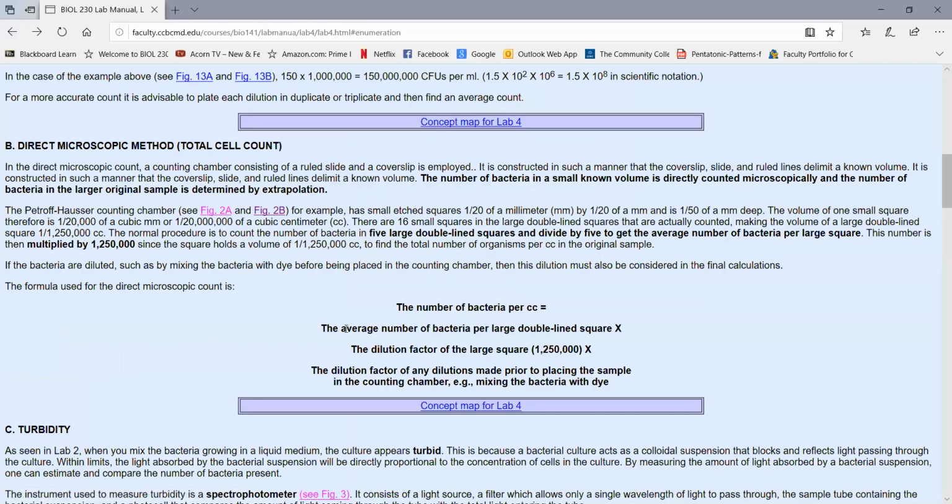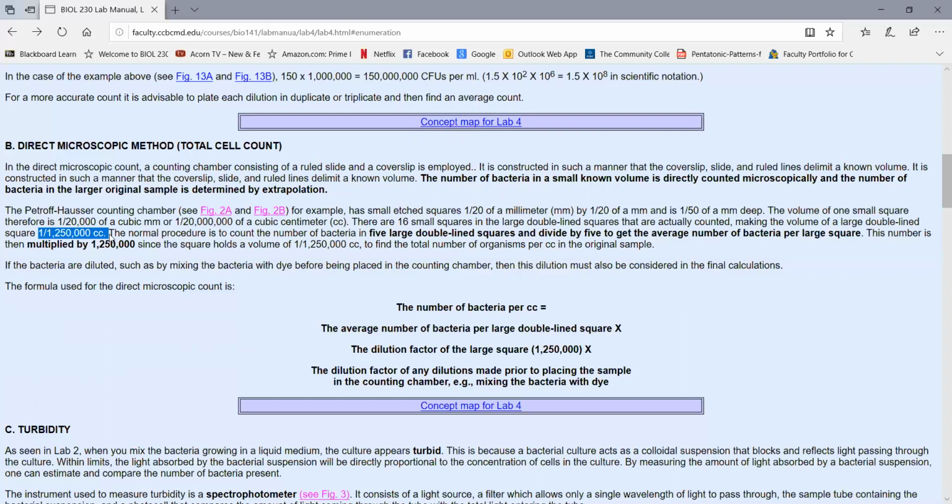So that's why it says the average number of bacteria per large double-lined square. Now, since you won't be counting, we'll give you the numbers, and I'll show you how in the practice problems coming up shortly. Now, we multiply the average number of bacteria per large double-lined square by the dilution factor of the large square. Now, remember that large square we just said holds 1/1,250,000th of a cubic centimeter. That is the dilution of the cubic centimeter, 1 over 1,250,000.